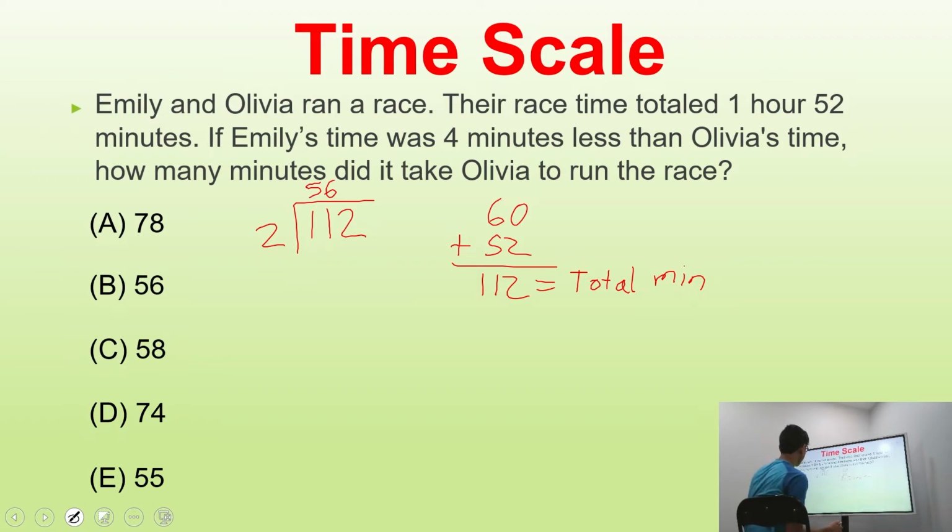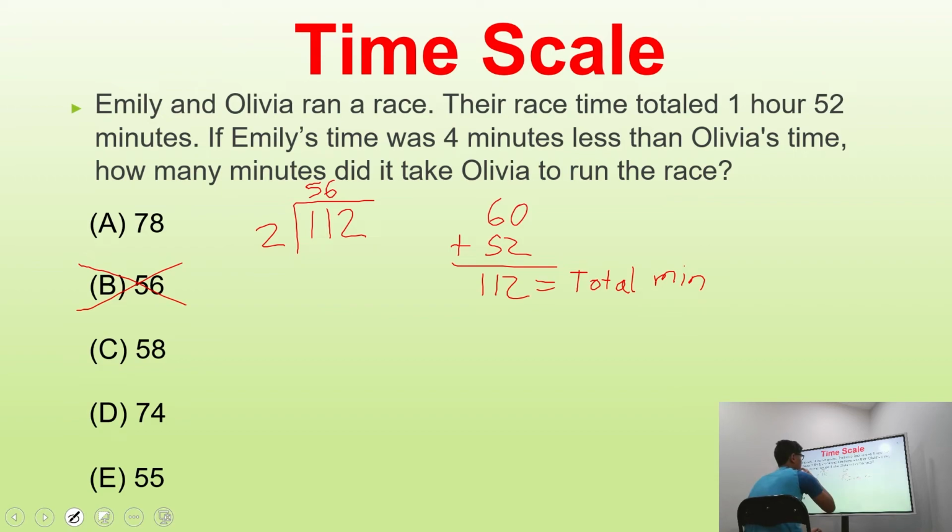Right now we got the answer as 56, and we know that this is not correct because Olivia ran 4 minutes more and Emily ran 4 minutes less. So what we're going to do now is take another number. Let's take 58 for example. Since Olivia's is more, we'll say Olivia's time was 58 minutes. So now we're going to take another one here, the letter C instead.